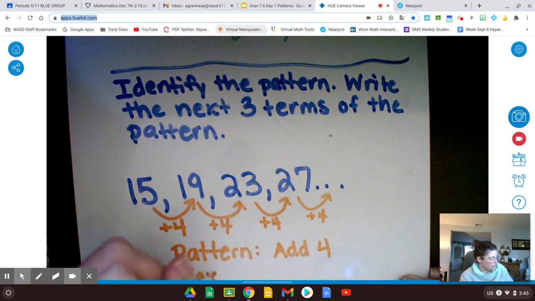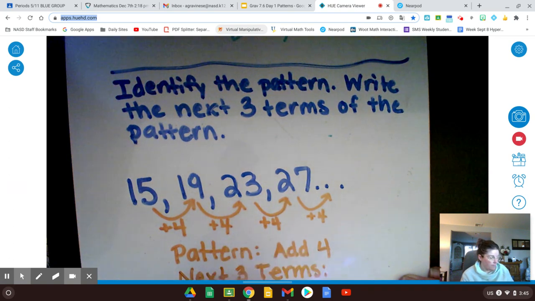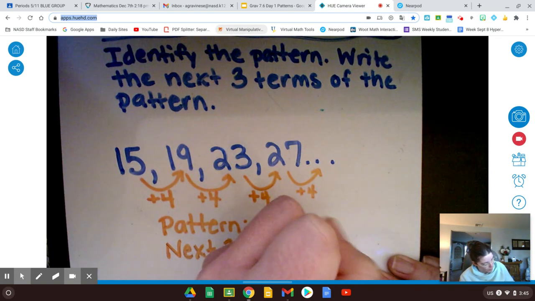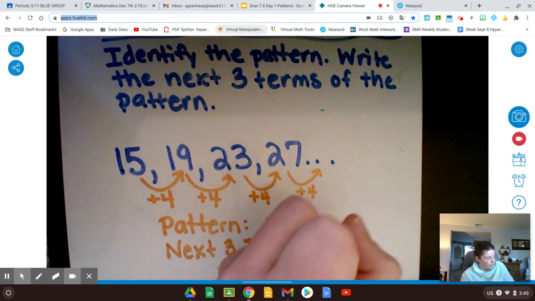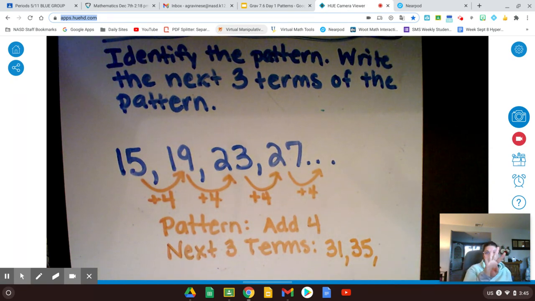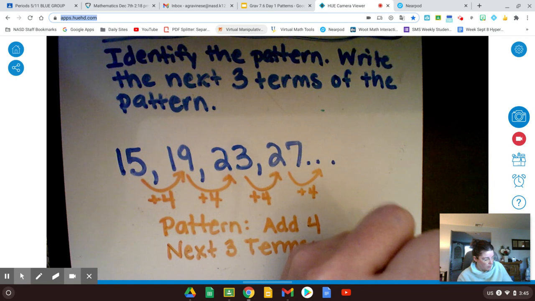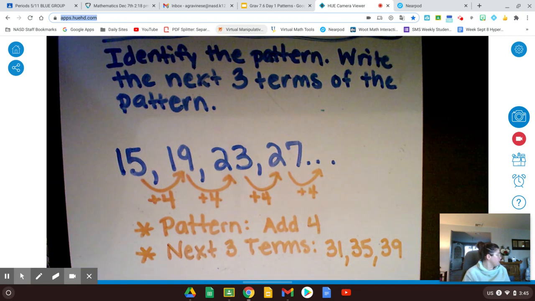So the next 3 terms would be 31. And then I'm going to add 4 to that. 32, 33, 34, 35. Add 4 again. 36, 37, 38, 39. All right. So I've identified my pattern, and I've extended that pattern to get my next 3 terms.